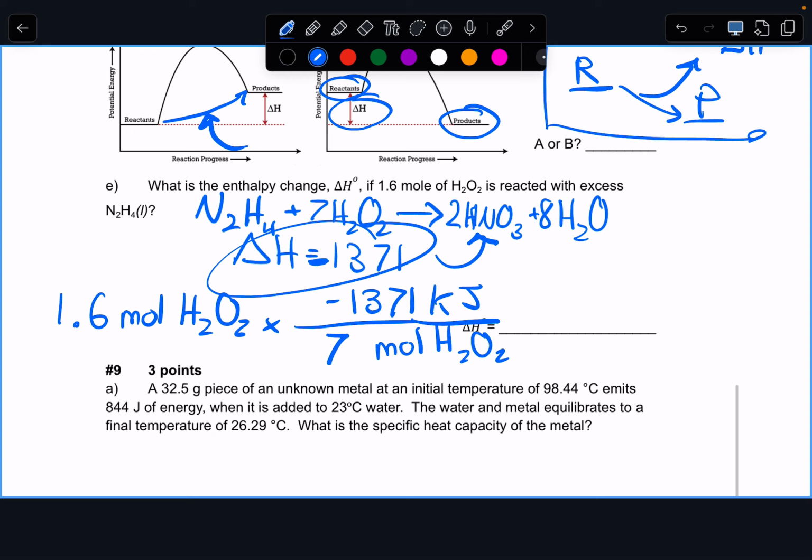Because we know for 7 moles of H2O2, it's going to be this negative 1371, but we don't have 7 moles, we have 1.6 moles. So this is going to be an enthalpy of negative 313. And with 2 sig figs, I would probably write that as negative 310 on the exam.